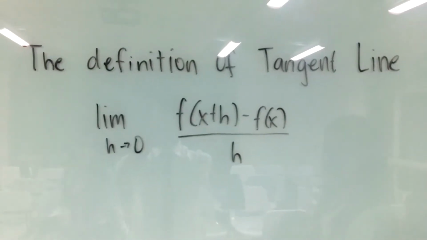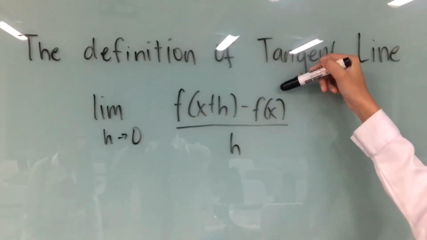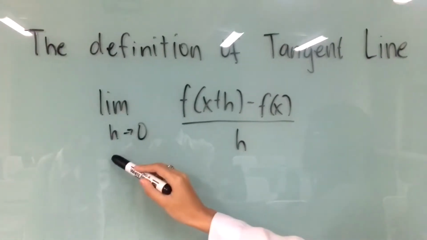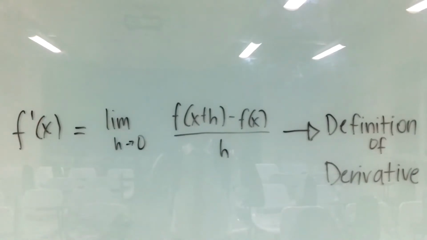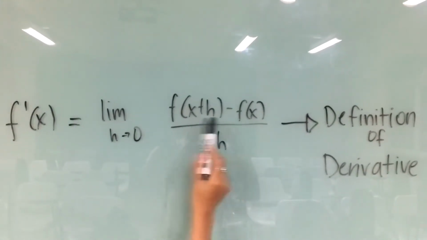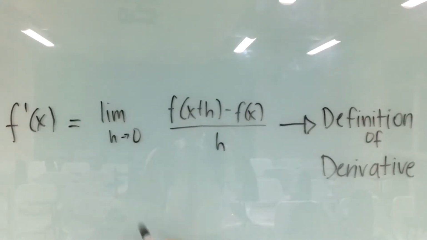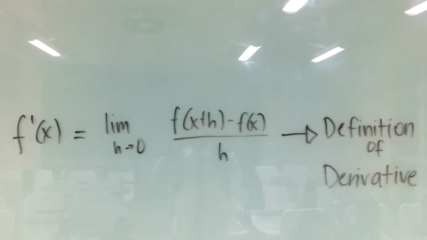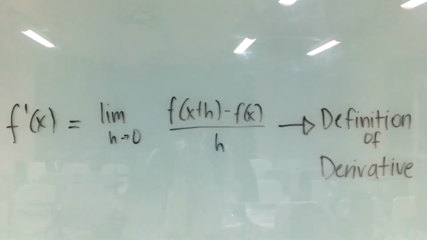The definition of tangent is given by the limit of f of x plus h minus f of x over h as h approaches 0. That's why the derivative is given by f prime of x is equal to the limit of f of x plus h minus f of x over h as h approaches 0. If we use the definition of the derivative in computing derivatives, it's going to take long. We can use the rules of differentiation in finding derivatives of a function, which are already proven and tested.